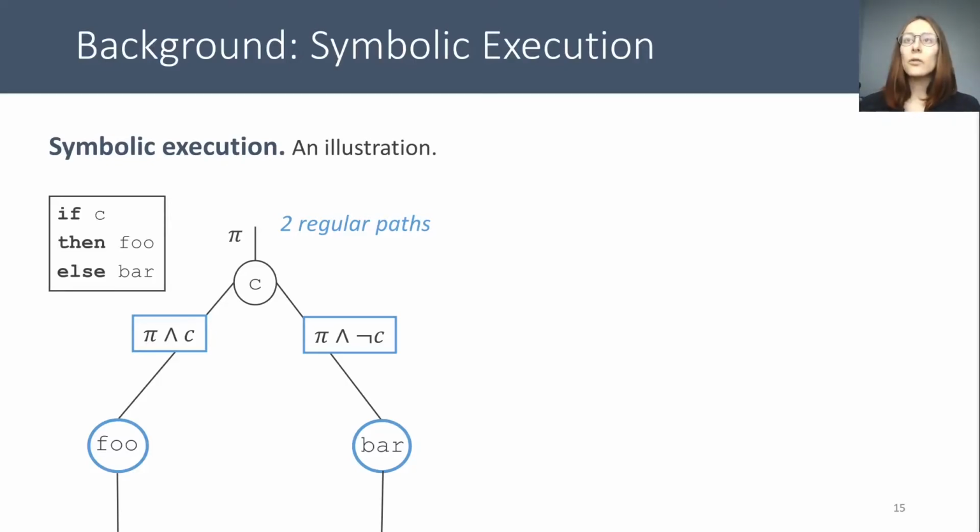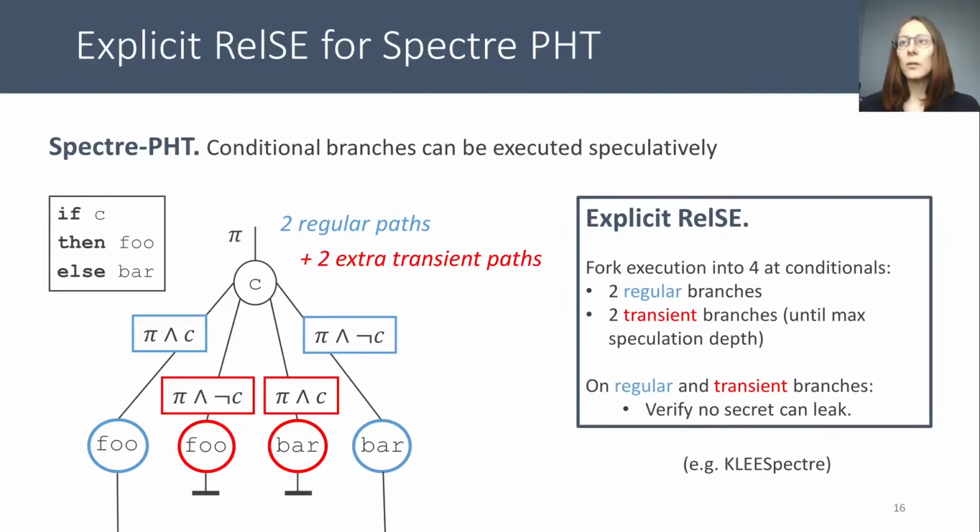Now, to model the speculative semantics, we have to add 2 extra transient paths. The first transient path executes the function foo but adds the negation of C to the path predicate. And the second transient path executes the function bar under the condition C. These transient paths are executed until the maximum speculation depth is reached. And this is the exploration strategy that is introduced in CliSpectre.